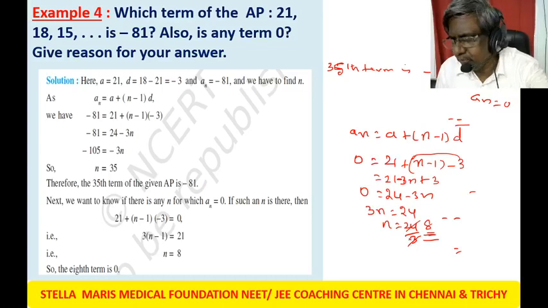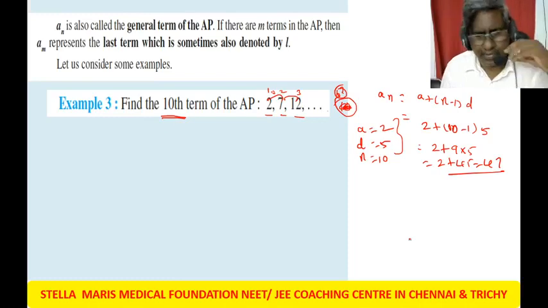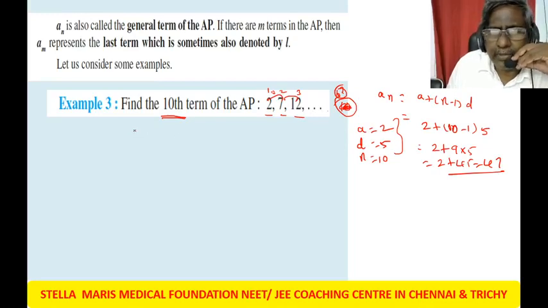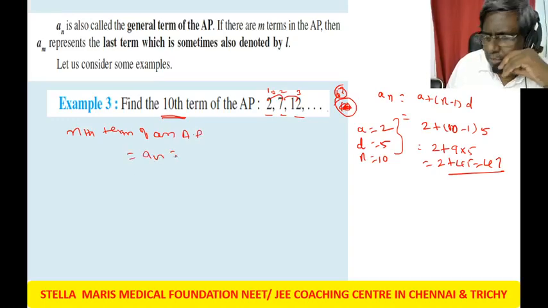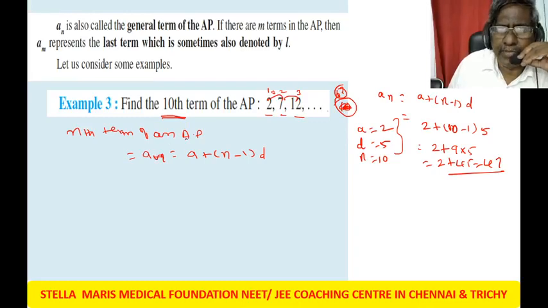Raj, I am going to the previous problem. Find the 10th term of the AP 2, 7, 12. We are finding out the nth term of an AP. The formula is an is equal to a plus n minus 1 into d. Clear?